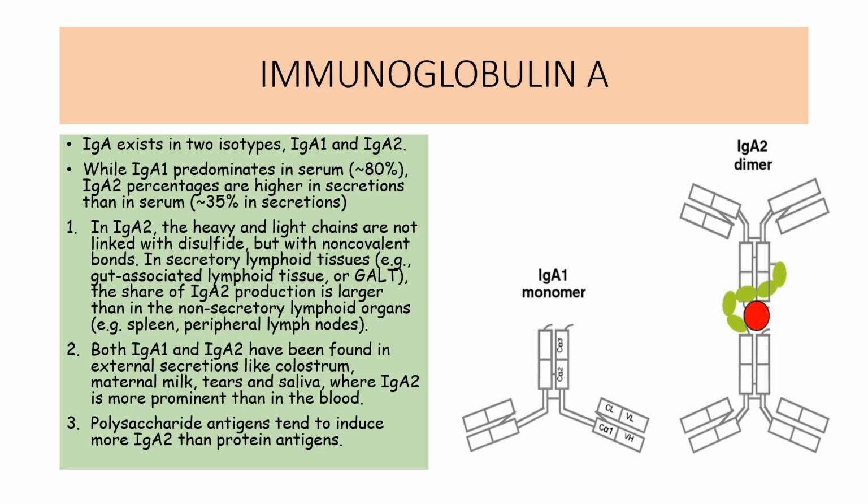In IgA2, the heavy and light chains are not linked with disulfide bonds but with non-covalent bonds. In secretory lymphoid tissue, for example GALT, the share of IgA2 production is larger than in non-secretory lymphoid organs, for example spleen and lymph nodes. Both IgA1 and IgA2 are found in the external secretions, where IgA2 is more in colostrum, maternal milk, tears and saliva, while IgA1 is more in blood. Polysaccharide antigens tend to induce more IgA2 than protein antigens. So this is the structure of the IgA1 and IgA2 dimer.